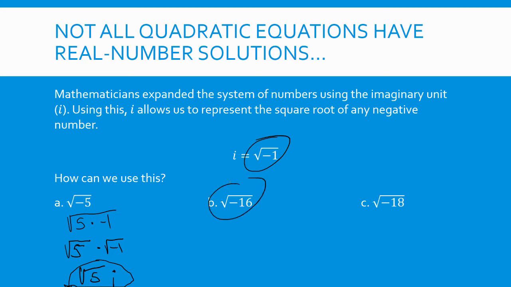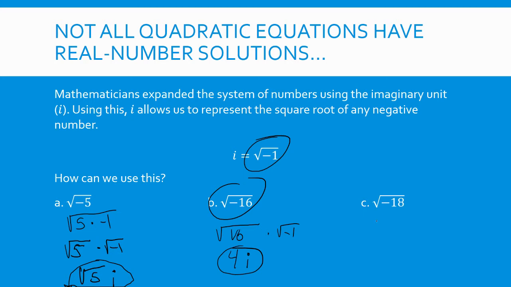Next one. Right here, the square root of negative 16. Rewrite as root 16 times the square root of negative 1. Root 16 is a nice number. It has a perfect square. It's just 4. The square root of negative 1, we label as i. Just like that, 4i is the same thing as the square root of negative 16.